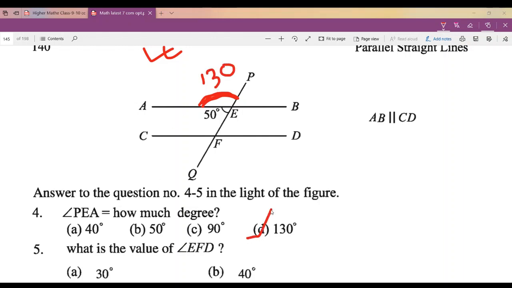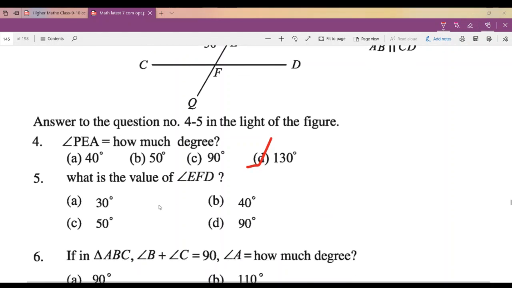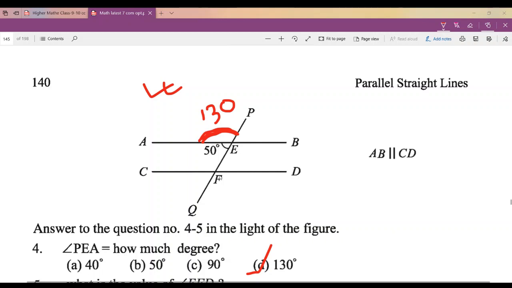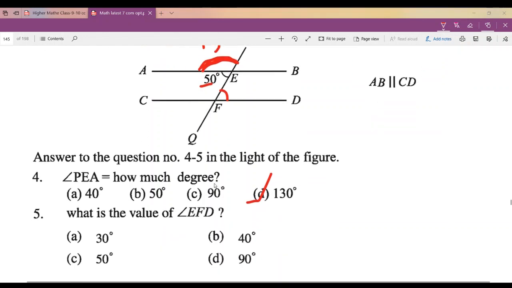So the result is 130. What is the value of angle EFD? Very easy. I hope you can solve this, because these two angles are alternate angles here, and this is 50 degrees, so obviously this is also 50 degrees. So the value of angle EFD is equal to 50 degrees.